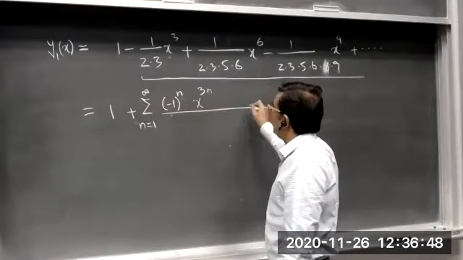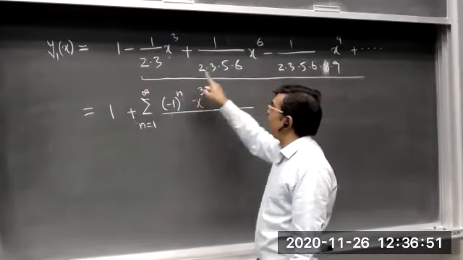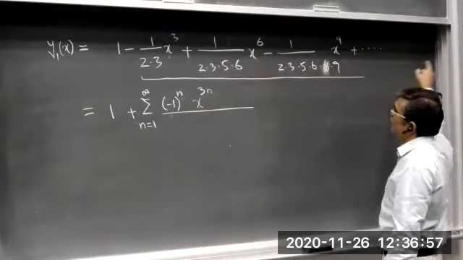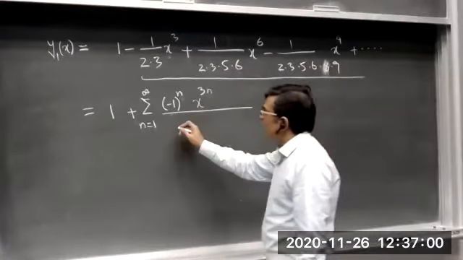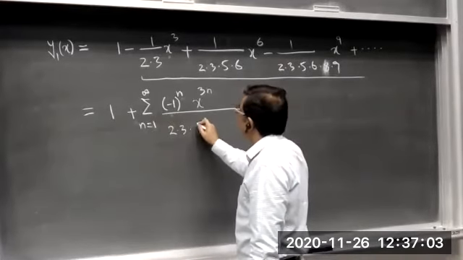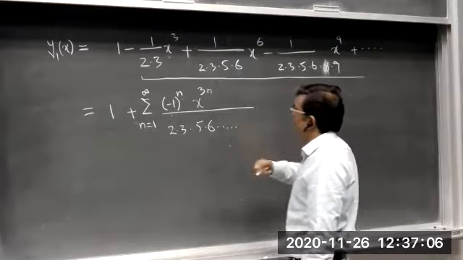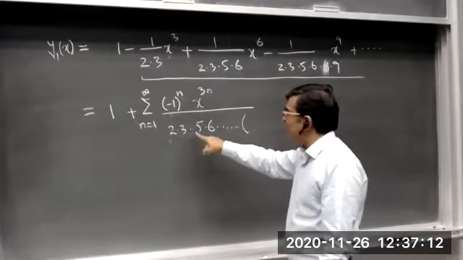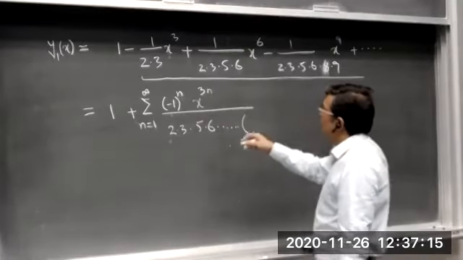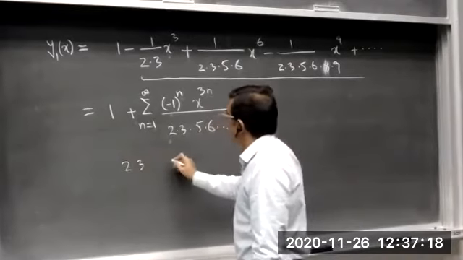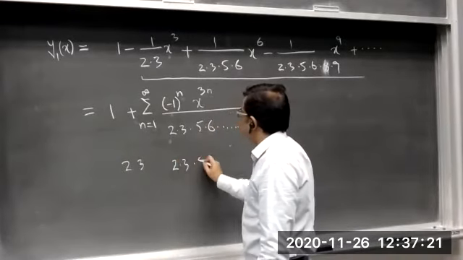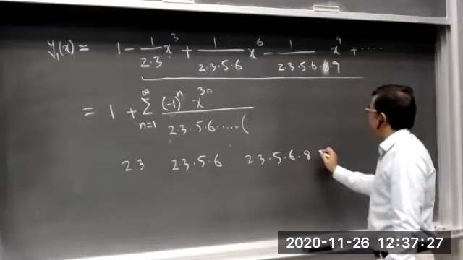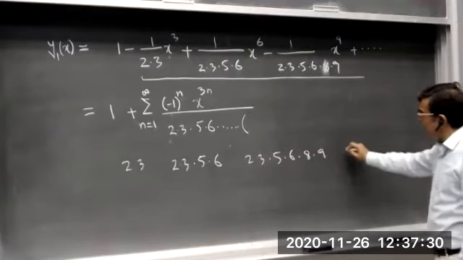Now what remains is the denominator, 2 into 3, and then 2 into 3 into 5 into 6, and then 8 into 9, and so on. How can we generalize this? We can write here 2 into 3 into 5 into 6 into so on. What will be the general term here? The first term is 2, and then 5, and so on. आप इसको इस तरह देखें, 2 into 3 है, and then 2 into 3 into 5 into 6, and then 2 into 3 into 5 into 6 into 8 into 9, ठीक है, and so on.